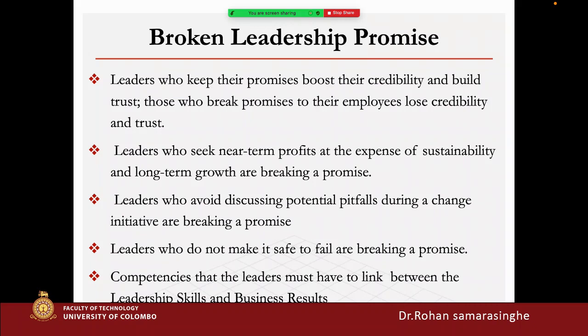Leaders who avoid discussing potential pitfalls during the change initiative are breaking the promise. Leaders who do not make it safe to fail are breaking the promise. Also, there are competencies that the leader must have to link between the leadership skills and business results. Unless they can link these competencies, that is also a broken leadership promise.